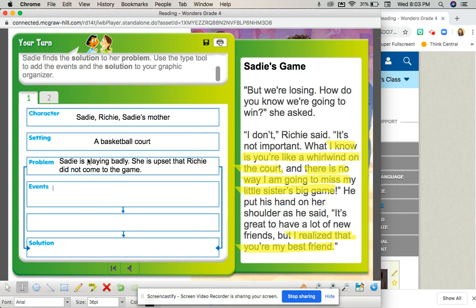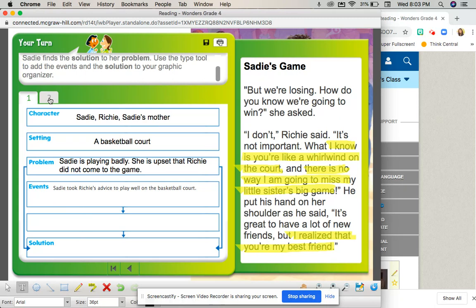So one event that probably solved the part about her feeling upset is that Richie, or we can say Sadie, took Richie's advice to play well on the basketball court. That could be one event that we write. And this is just something that I'm coming up with as I think about the story. So there's no right or wrong answer. If you feel like you want to have a different sentence in your own words, then you can write something different down. So I'm going to hit this number 2 up here.